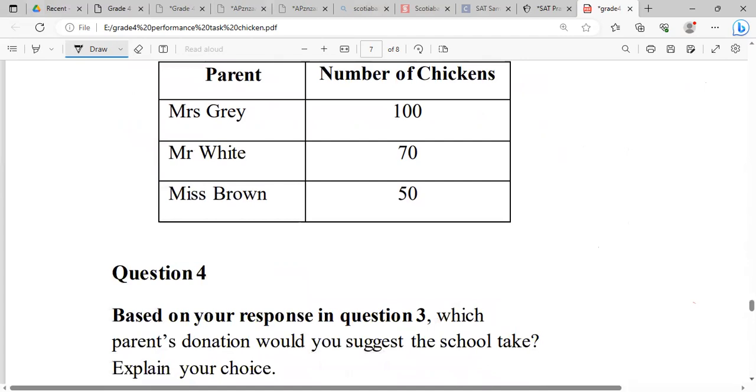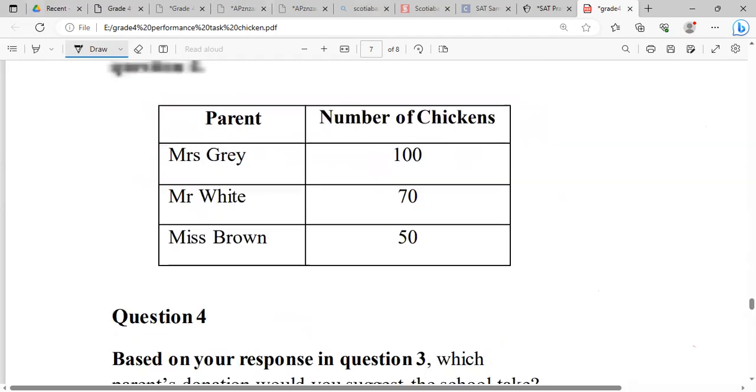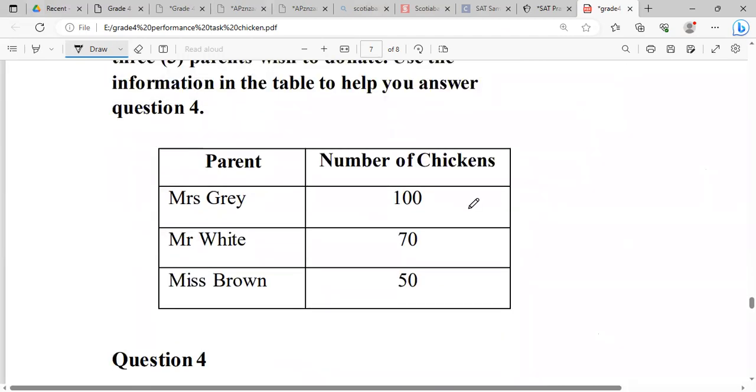Based on your response in question 3, which parent's donation would you suggest to take? Now, basically, we said that it can hold 80 chickens. So, unfortunately, we cannot take the 100 because we won't have enough space. So, that's a space issue, right? 70 is very close. So, we could take this. We could also take Miss Brown, which is 50. But remember the objective, you want to make as much money as possible. So, we're going to take the one with the 70 chickens. All right.